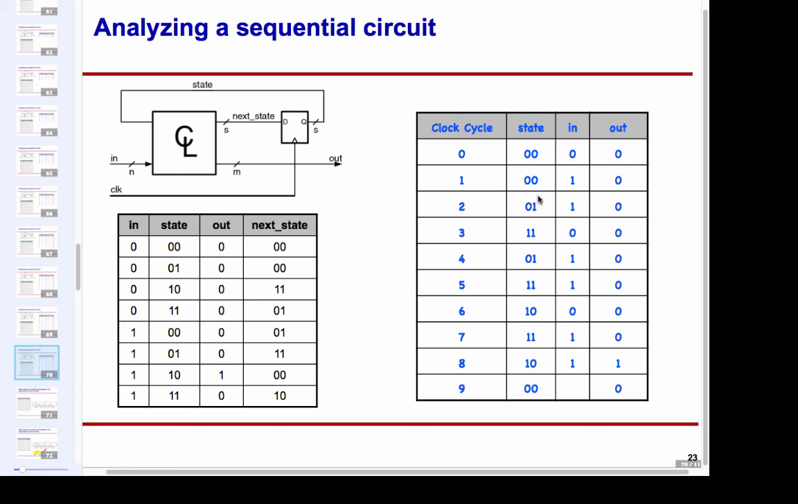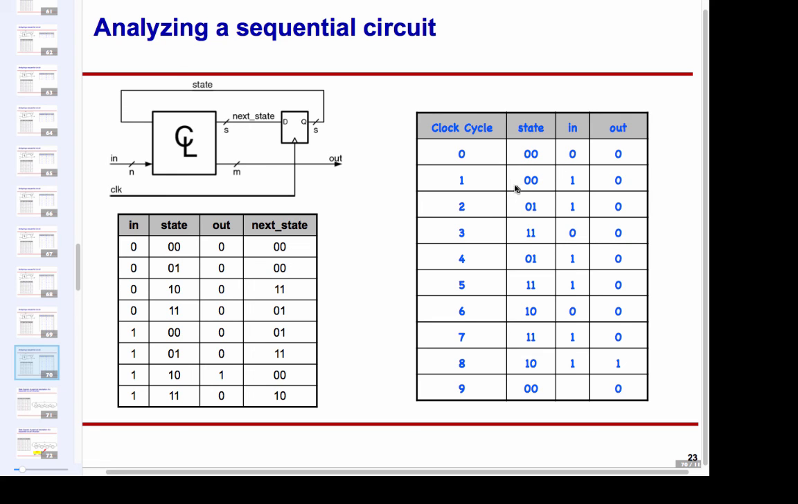Moreover, by the time I hit the second clock, the state is 0, 0, input is 1. So output, looking at it out here, state is 0, 0, input is 1. It shows output is 0. So we see an output of 0 out here.